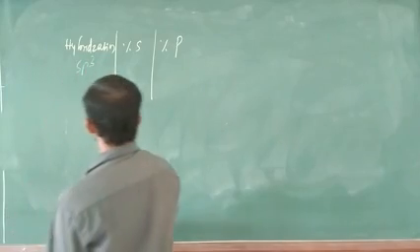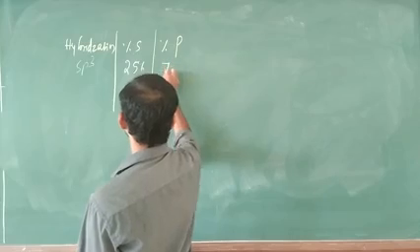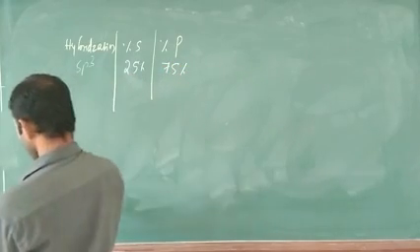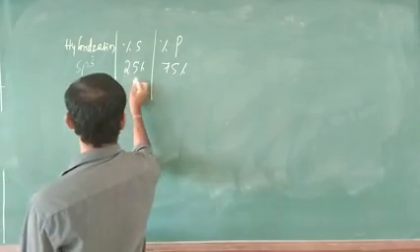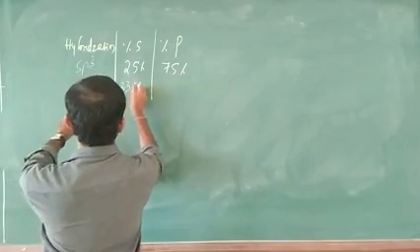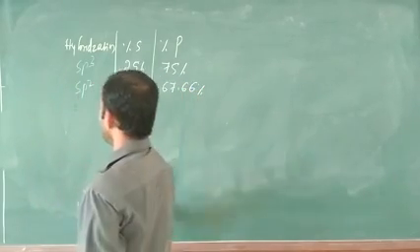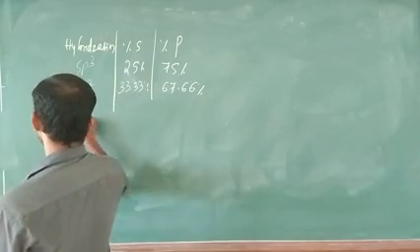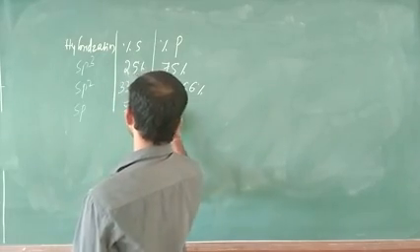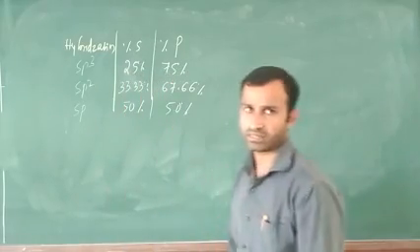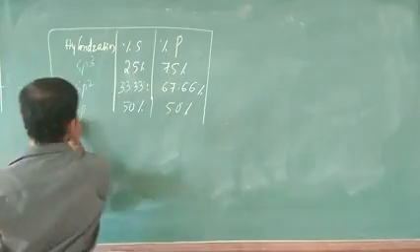sp3. Next, percentage of s character is 25%. In this case, we are going to get 75%. Next is sp2, 33.3%. Important point: you have to check it out, 66 point something, I think. Next is sp. In this case, s character is 50%. Next, 50% is the p character.